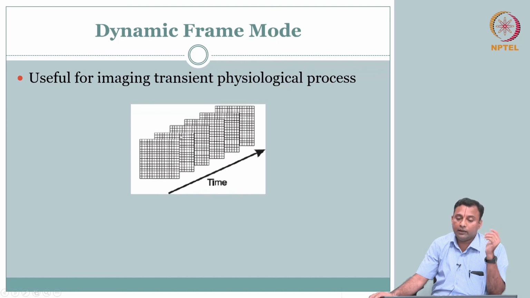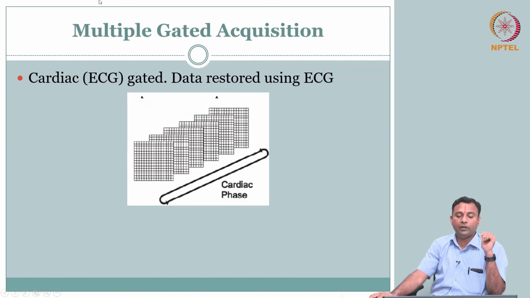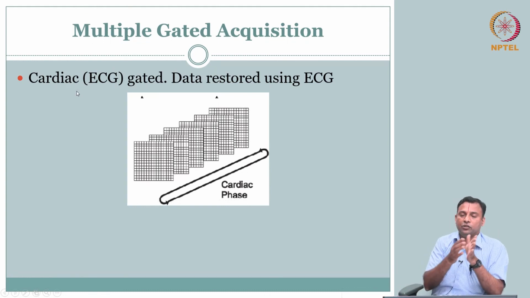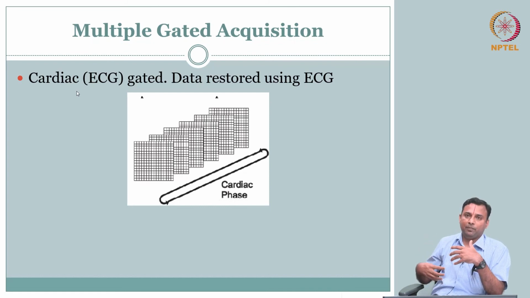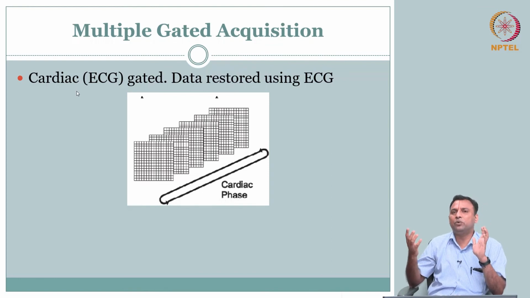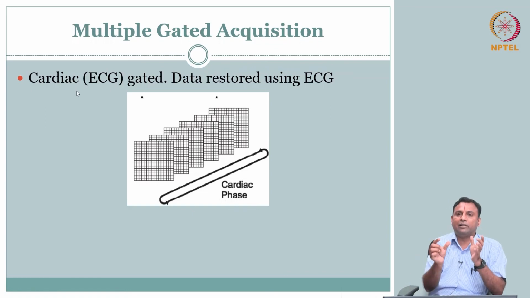What is another? You talked about dynamic frame already. What is then multiple gated acquisition? Extend this concept. For example, I am imaging the heart. If it is just how the radioactivity is coming from some anatomy that is static, not moving, then the first image itself is good enough, like a single frame. After some time I know whether the activity is there or not.